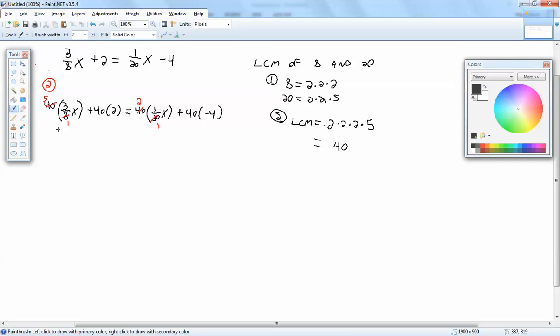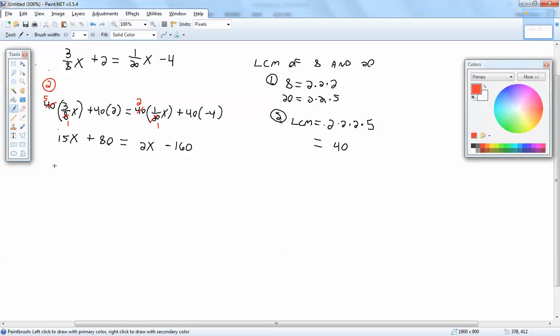Okay, so we got 5 times 3, which is going to give us 15x, plus 40 times 2, which gives us 80. Now over here, we've got 2 times 1, which gives us 2x. And we got 40 times -4, which gives us -160.